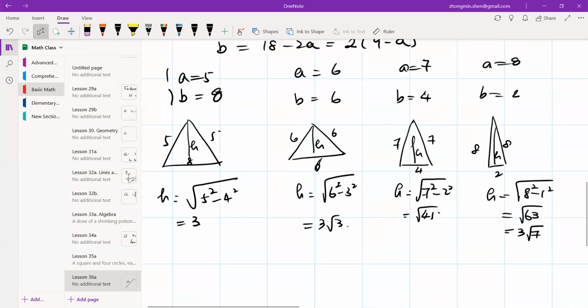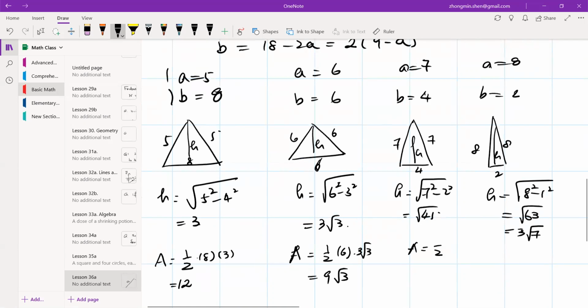So you have the height, then you know how to calculate the area. Each of them you get half of the base times the height, right? It's 12, okay? And this area is going to be half of 6 times the height, so that would be 9 square root of 3. And here, this is going to be half of the 4 times square root of 45. It's 2 square root of 45. And this area is going to be half of 2 times the height, square root of 7. So it's 3 square root of 7.